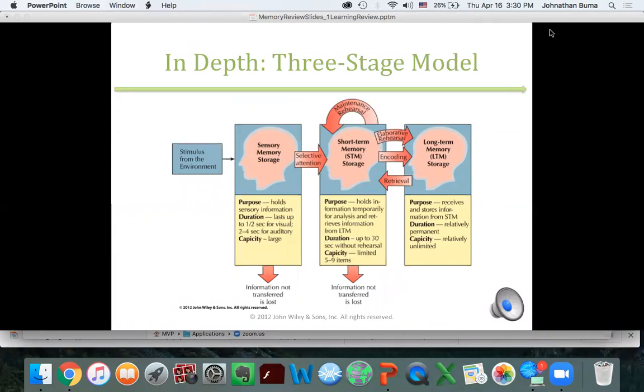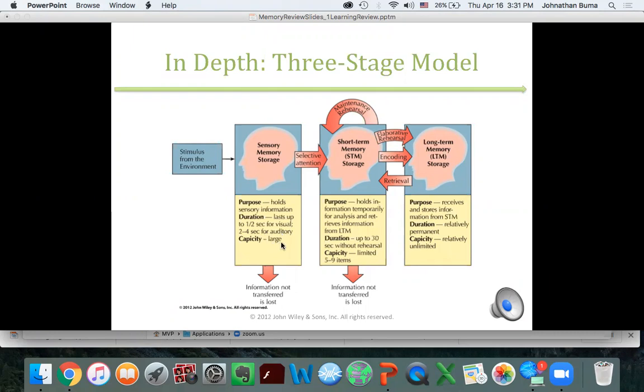The three-stage model of memory is the model that explains that we look at a stimulus from the environment or listen to it, and it goes into sensory memory storage. Sensory memory storage is very short in duration. For visual sensory memory, it lasts up to half a second, and 2 to 4 seconds for auditory, echoic memory. We call the visual memory an icon and the auditory memory an echo.